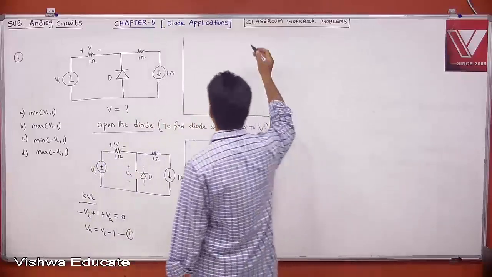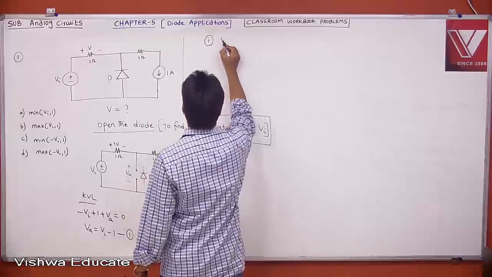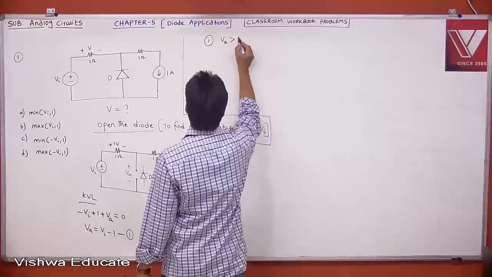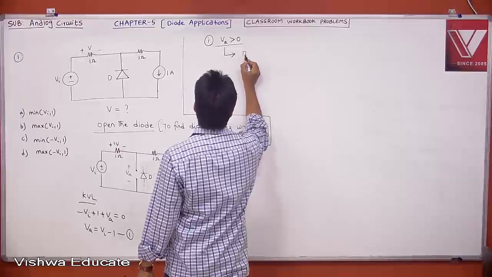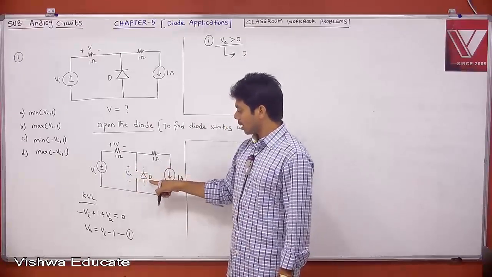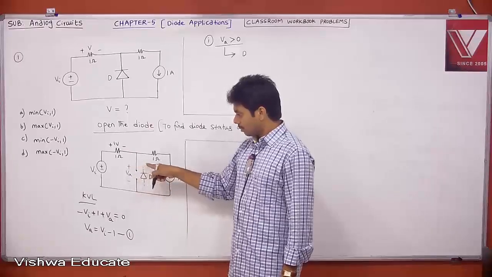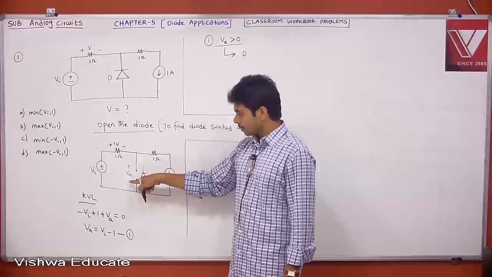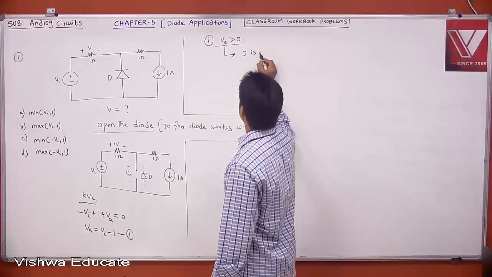Now case 1. When VA is greater than 0, tell me what is the diode status? If VA is greater than 0, what is the diode status? Your diode will be off, because P is connected to negative, therefore it will be off. Your diode is off.